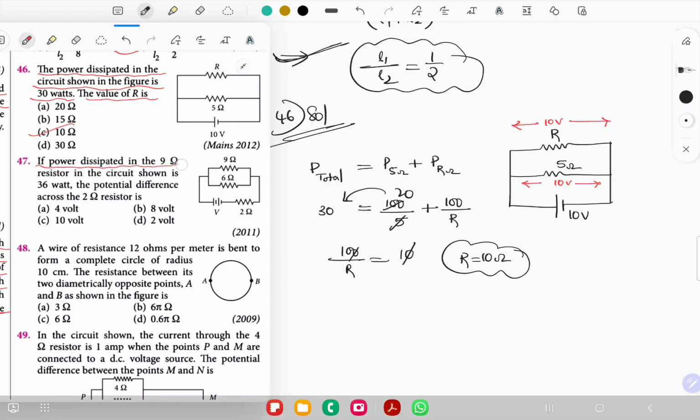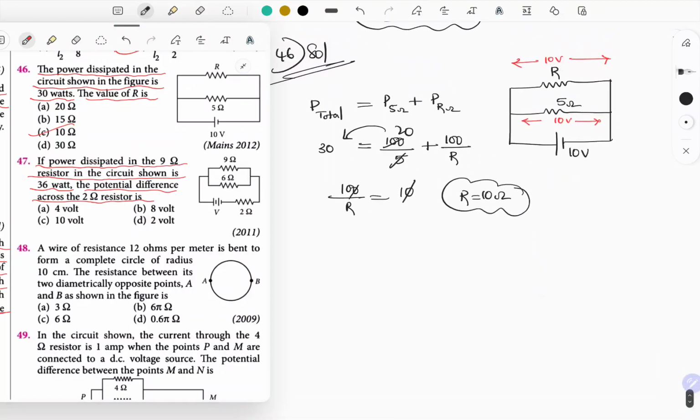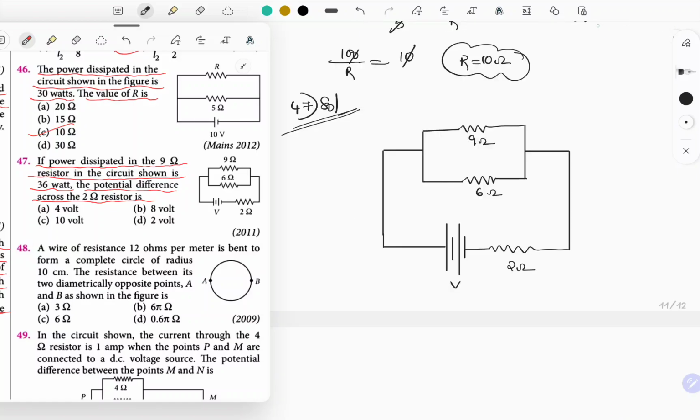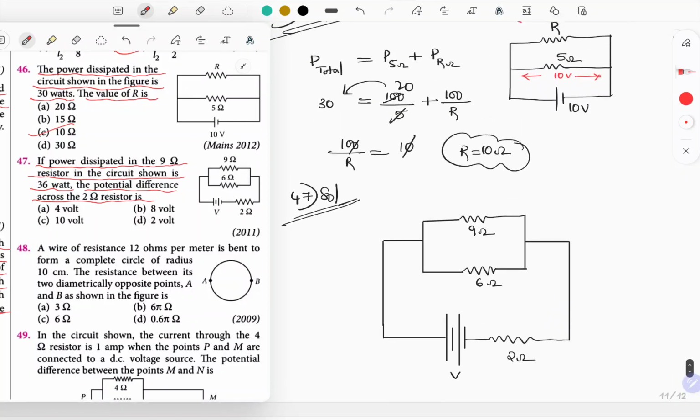If the power dissipated in the 9 ohm resistor in the circuit shown is 36 watts, find the potential difference across the 2 ohm resistance. This question is based on cell combination. With the help of that cell combination, whether it is series aiding or series opposing, we can answer this question. Let me draw the circuit. This is the circuit that they have given, and one hint they have given is that the power dissipated in the 9 ohm resistance is 36 watts.